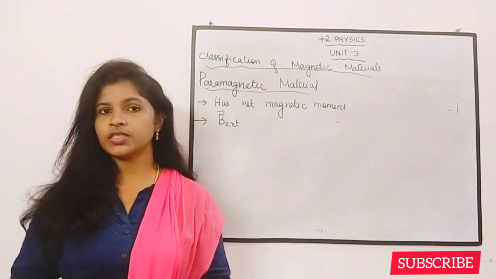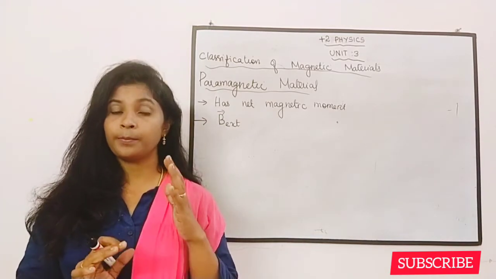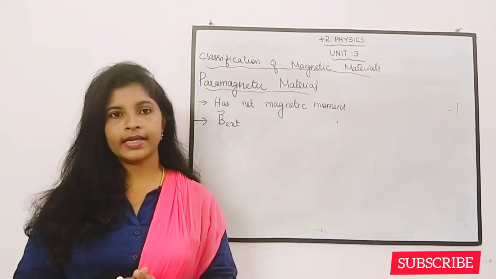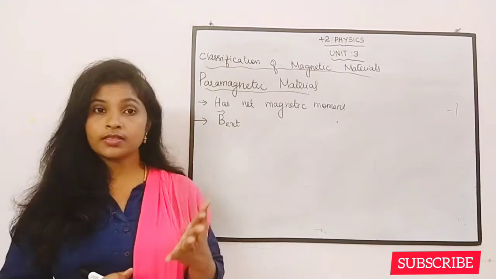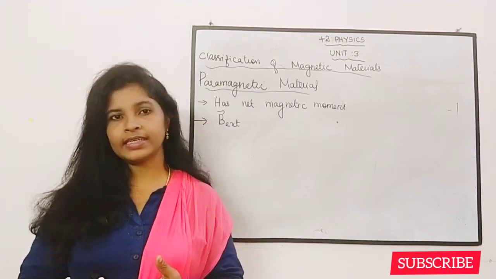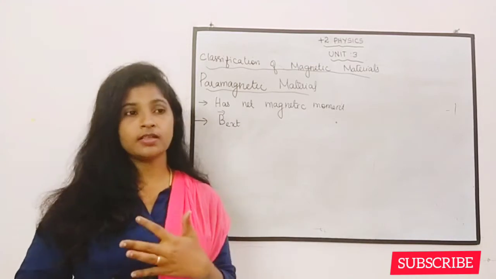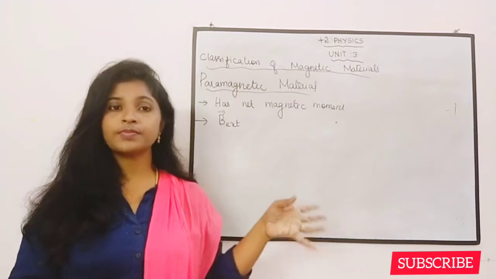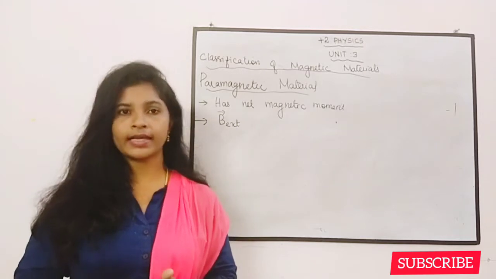So today we are going to study the next classification of magnetic material, that is paramagnetic material. In the last video we discussed diamagnetic material and the properties it holds. It slightly repels the magnetic field. Diamagnetic and paramagnetic materials are not used in applications. We use them for research purposes only, and for all applications we use ferromagnetic material only.